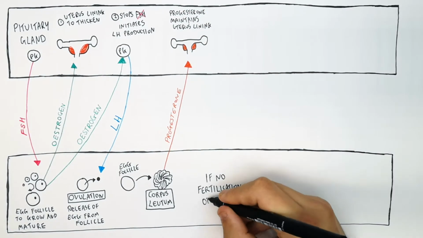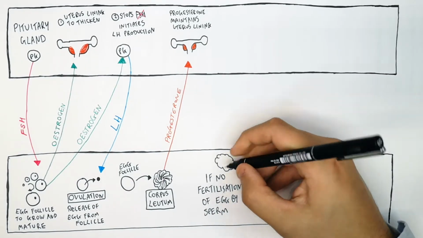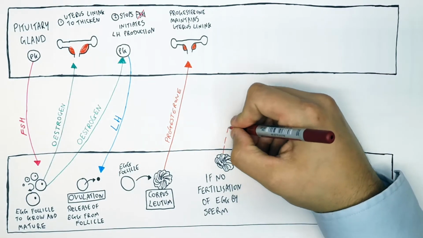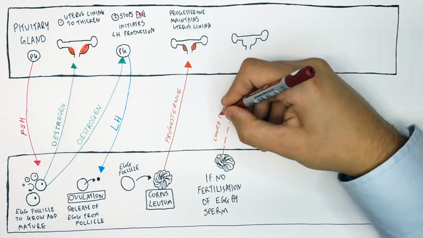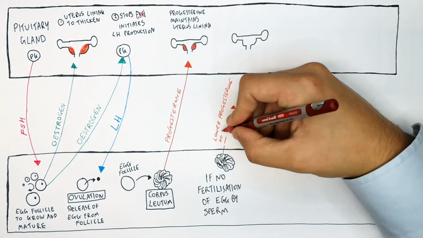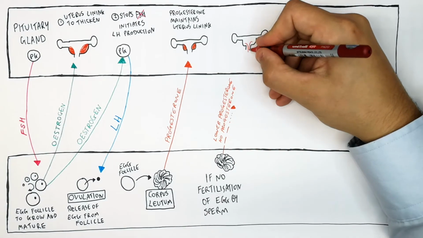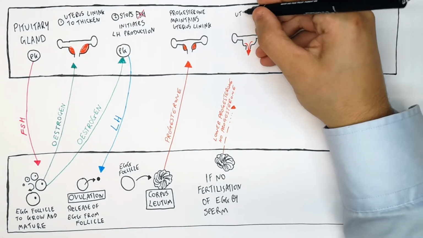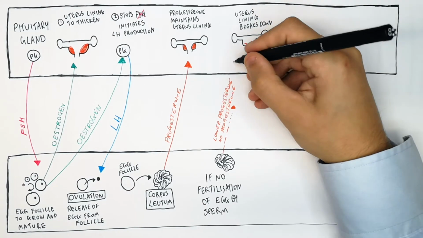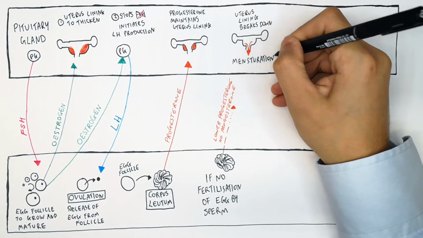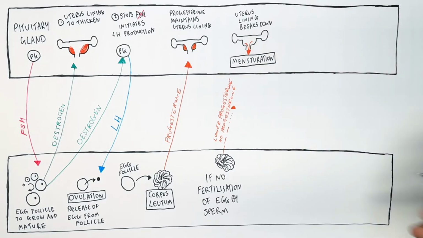If no fertilization of the egg by the sperm has occurred, the corpus luteum stops producing progesterone. So low levels of progesterone, or no progesterone at all, cause menstruation. This is because the uterus lining breaks down. The uterus lining breaks down and menstruation occurs if the uterus lining is no longer maintained.